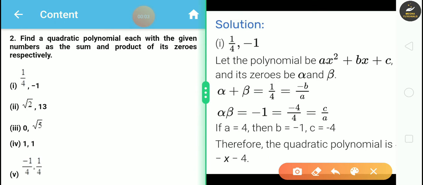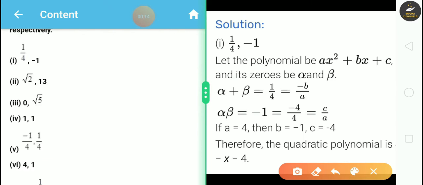Question 2. Find a quadratic polynomial each with the given numbers as the sum and product of its zeros respectively. So this is question number 1. Sum of zeros is 1 upon 4, that is alpha plus beta is 1 upon 4, and product of zeros is minus 1, alpha into beta is minus 1. So let's start with the solution on the right side. So let the required polynomial in general form be ax square plus bx plus c. It means that we need to find the values of a, b and c.